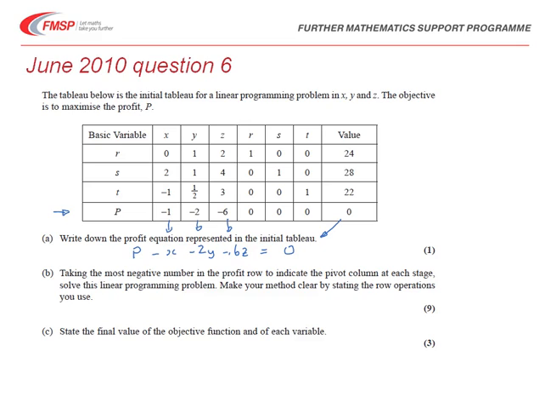We're asked then to take the most negative number in the profit row to indicate the pivot column at each stage, and to solve the linear programming problem. We should make the method clear by stating the row operations you use. And then finally, having done the tableau, state the final value of the objective function and of each variable.